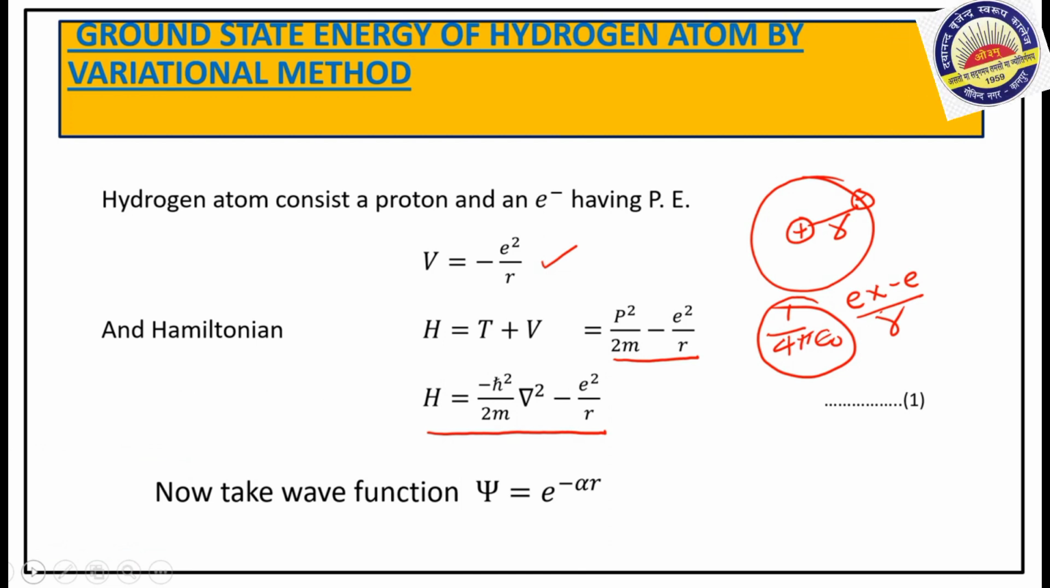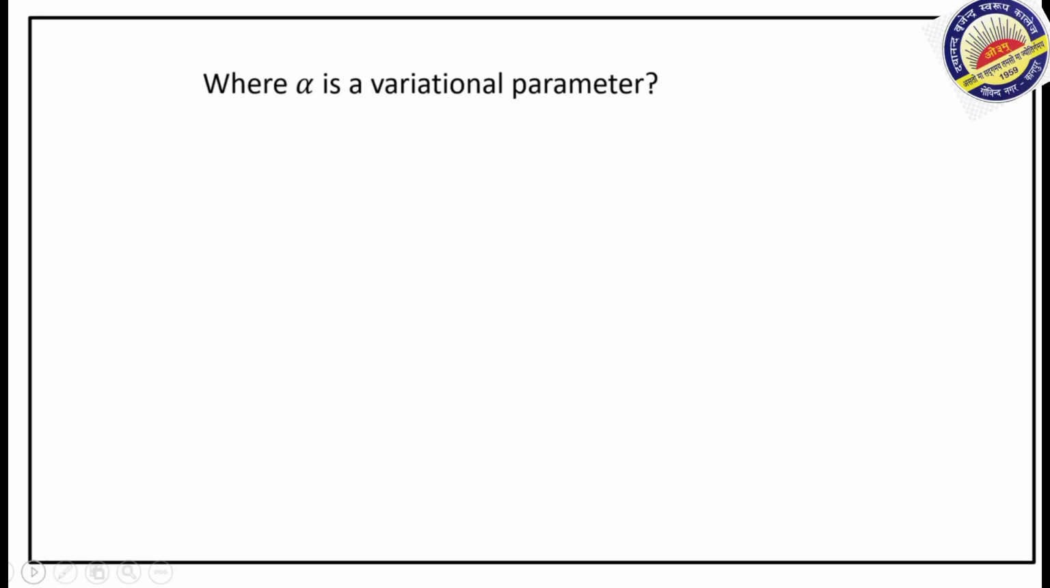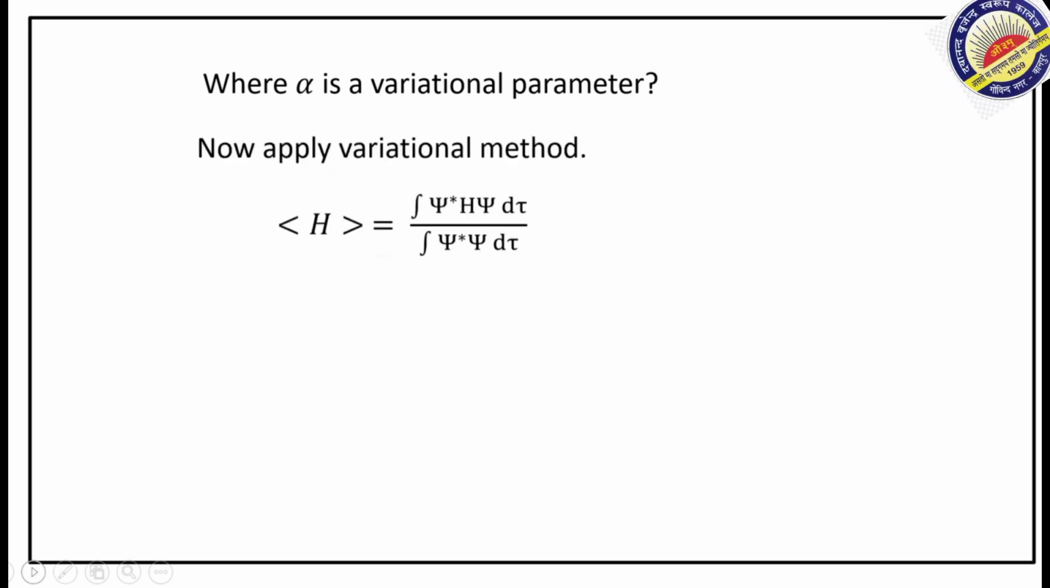Now take the trial wave function psi equal to e to the power minus alpha r, where alpha is the variational parameter. This term can be changed to give a better result. Now apply the variational method. The expectation value of H is determined with the help of the trial wave function psi: integral psi star H psi d tau upon integral psi star psi d tau.